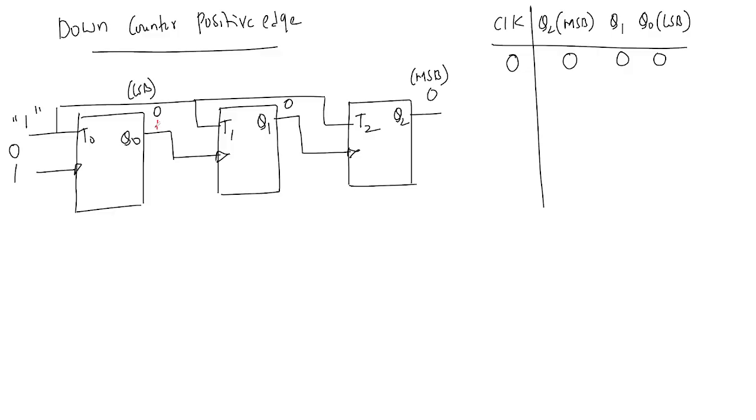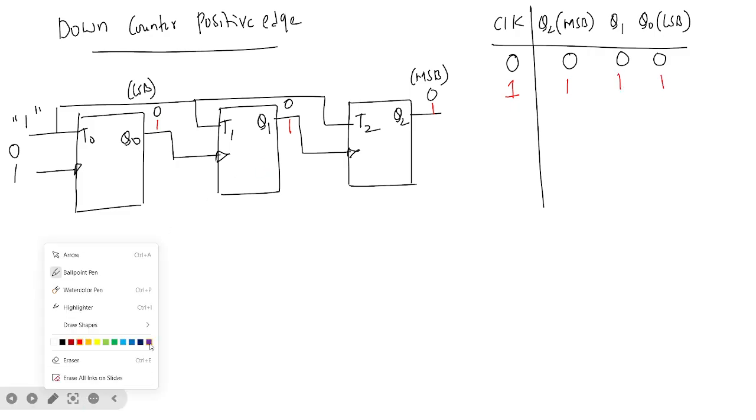0 to 1 means passage or negate? Passage. Passage means what? This will also toggle. It will toggle from 0 to 1. Again 0 to 1, passage or negate? Again this also toggles. So first clock pulse it will start from where? 1 1 1. Okay. And next, second clock pulse, we will see.